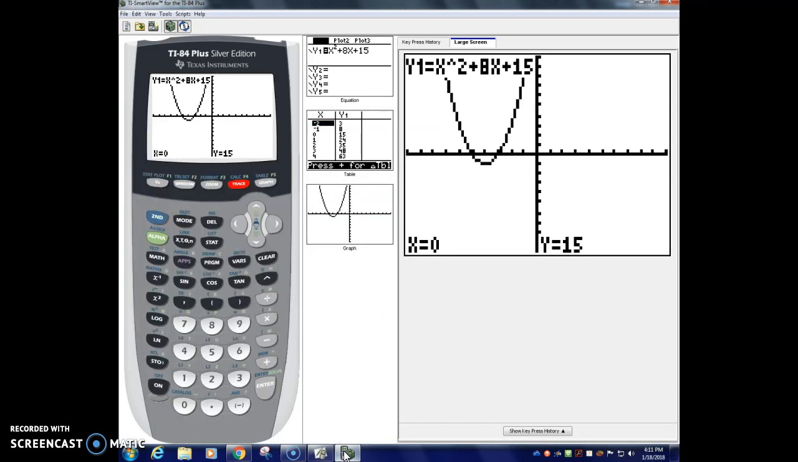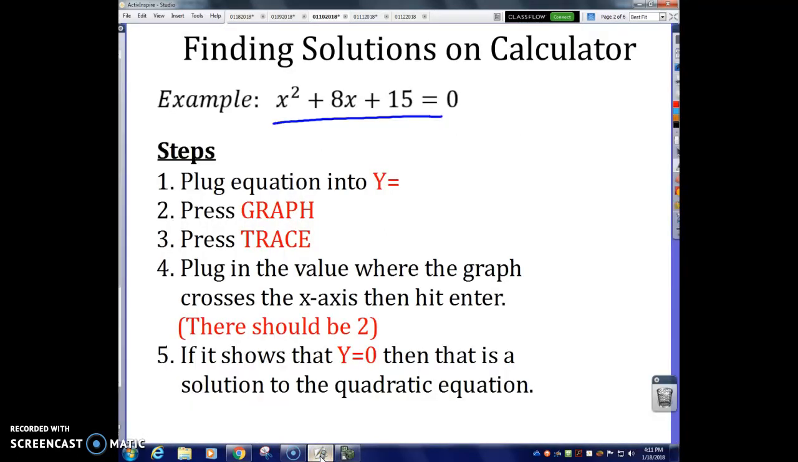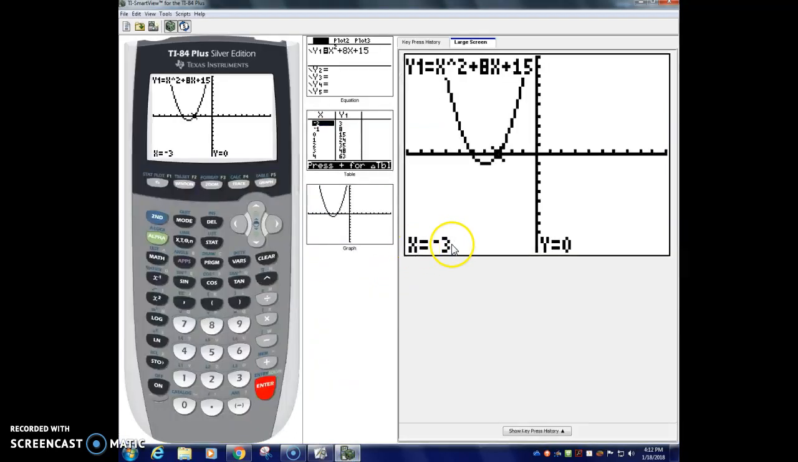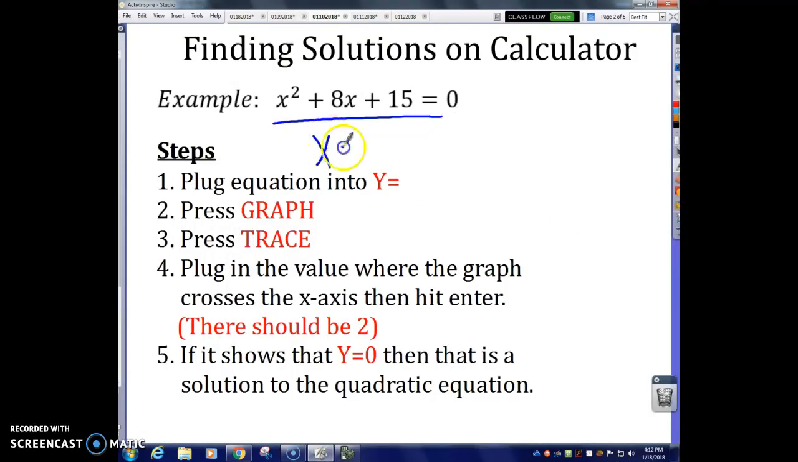So if you see here at -1, -2, -3, -3 is where it crosses the x-axis. So we're going to put in -3 and hit enter, and we get y equals 0. If it shows that y equals 0, then that is a solution to the quadratic equation. So we see that x equals -3 and y equals 0, which means x equals -3 is one of the solutions.